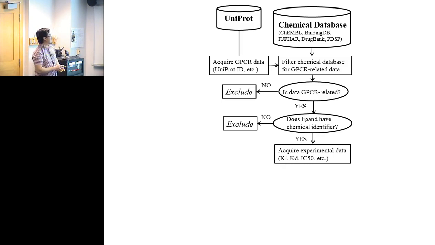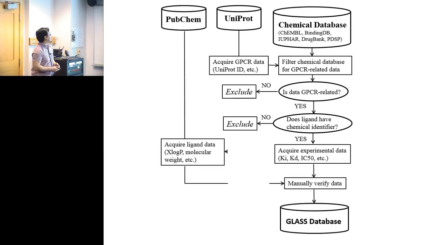And so I filter these for all the GPCR related entries essentially. So I pretty much ask whether or not this data is GPCR related. If yes, it passes through. Does the ligand in this experimental entry have a chemical identifier? Yes. Pass through, and then also acquire the experimental data associated with this. So it can be anything from Kis, Kds, IC50s, and EC50s, anywhere to just really obscure, just percent inhibition and whatnot, depending on the experiment.